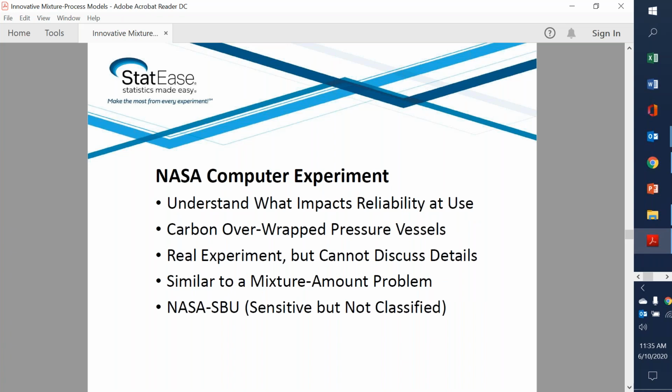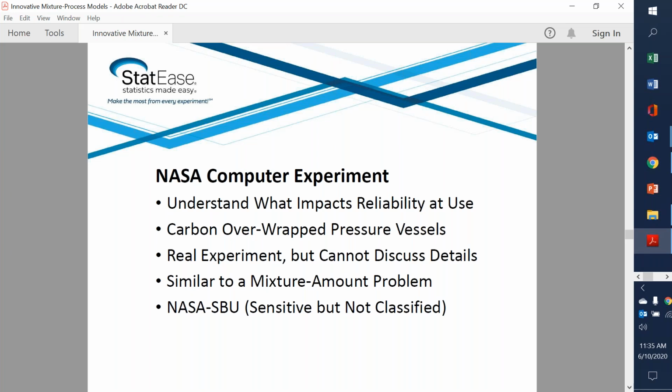So here we come to a real experiment. This is one that we actually did about a month ago, so timing was impeccable. I've been working for a very long period of time with carbon overwrapped pressure vessels. Most of you have heard of Apollo 13. Some of us lived through Apollo 13. That was a metal pressure vessel that went boom. It killed the one next to it, and it did major damage to the third, and there are only 3.